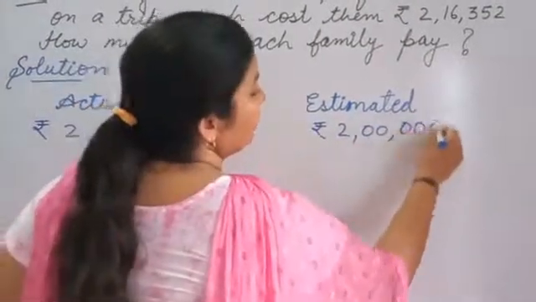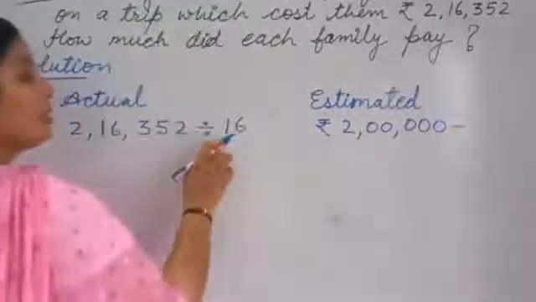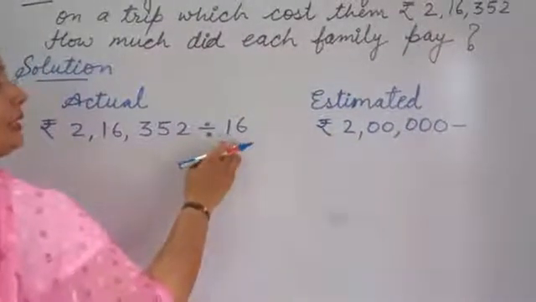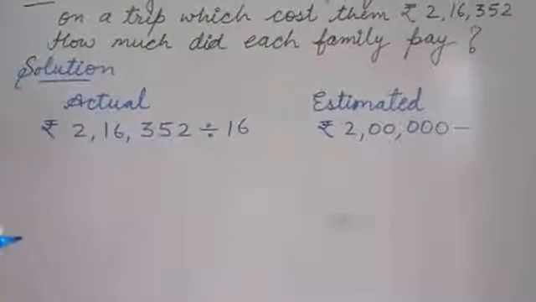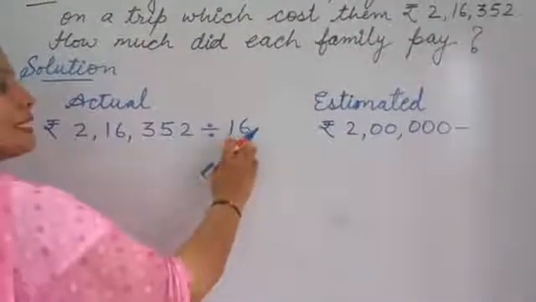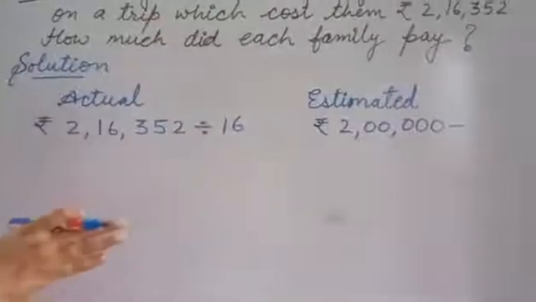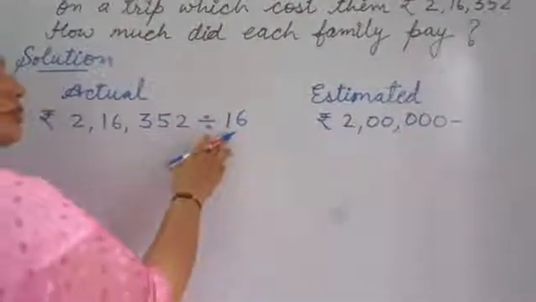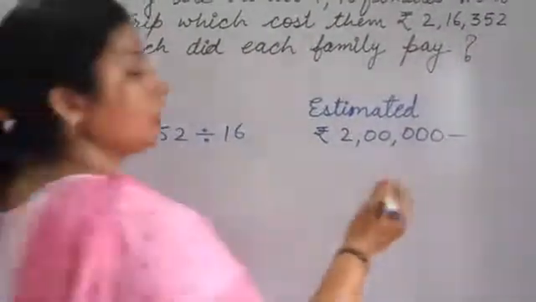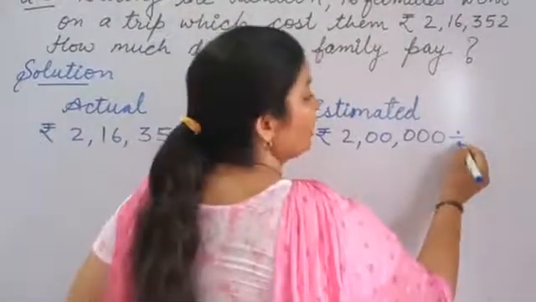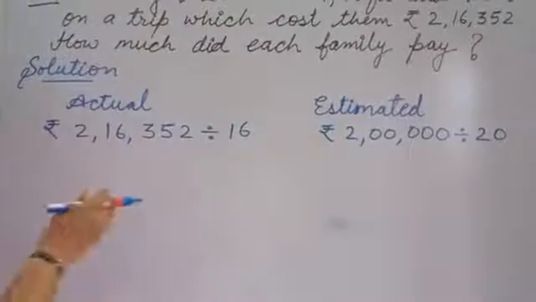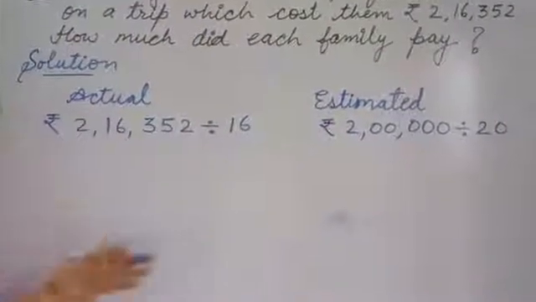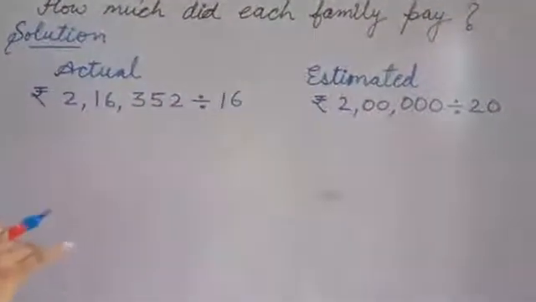Now divided by, find its rounding also. You will see that there is 16. Is 16 near to 20 or 10? It is near to 20 because in the ones column there is 6 and 6 is more than 5. So 1 will be increased, so it will be 2. So the answer is 20. So 2 lakhs divided by 20. Okay. Firstly we divide here actual and on that side we will do estimated.